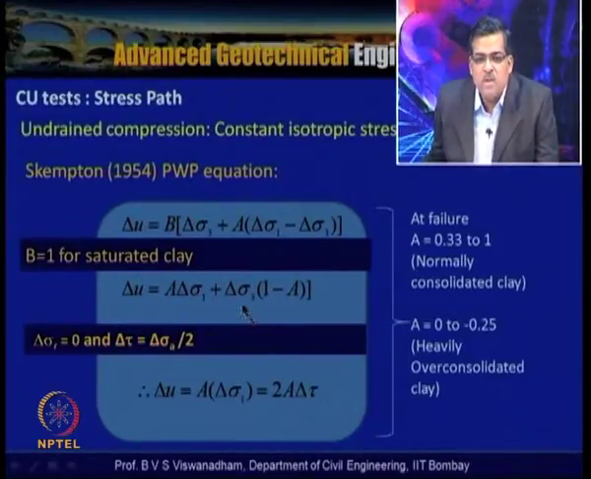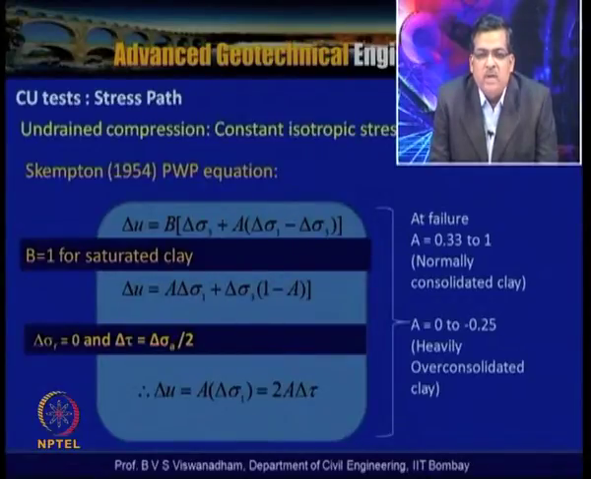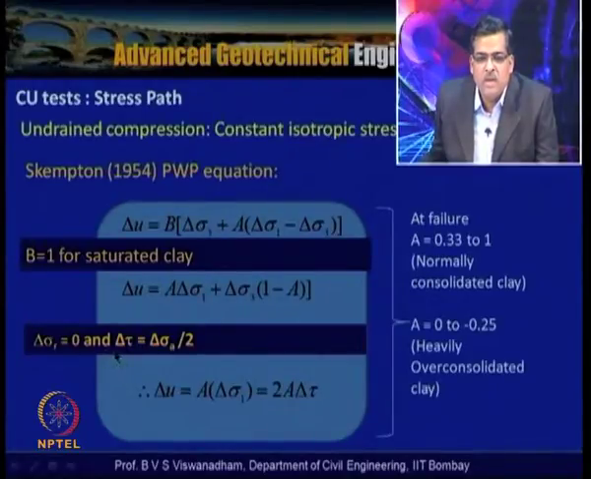Here what we have is delta sigma 3 into (1 minus A). So delta u is equal to A delta sigma 1 plus delta sigma 3 into (1 minus A). Delta sigma r is equal to 0 and delta tau is equal to delta sigma a by 2. So delta sigma r is equal to 0, there is no change in the radial stress, but delta tau is equal to delta sigma a by 2. When you substitute this, delta sigma a is equal to 2 into delta tau.